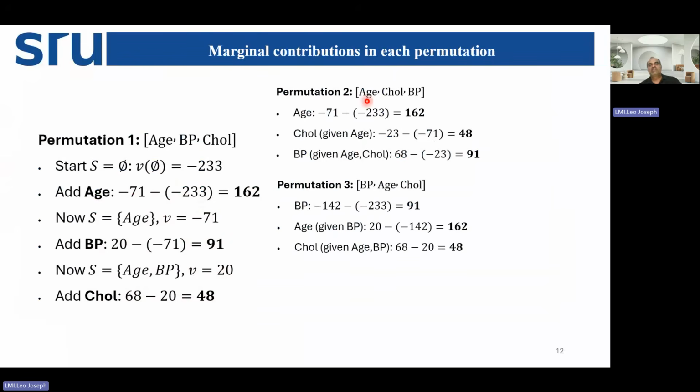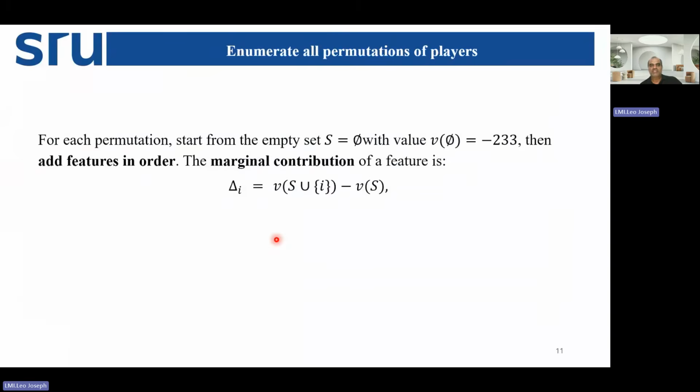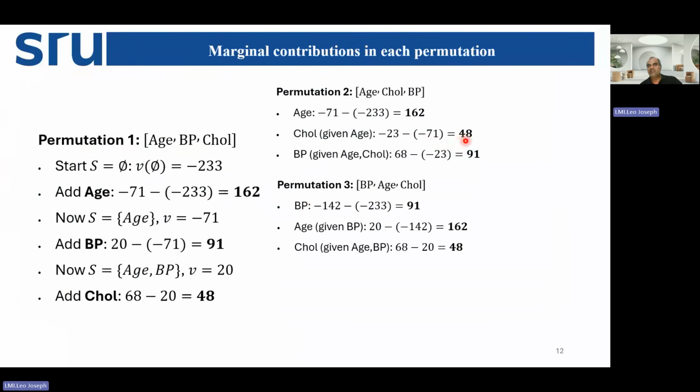Now permutation 2: age, cholesterol, BP. Now I am interchanging. Age is equal to this value, no change. Now I am adding cholesterol given age. Age comma cholesterol: you have to check age comma cholesterol here, minus 23. Right? This is the map. You have to map this. So minus 23 minus the earlier value of minus 71, 48 will come. And BP is 68 minus of minus 23, 92. So you can check the values. Everything is same: 162, 91, 48. Here also 162, 48, 91.